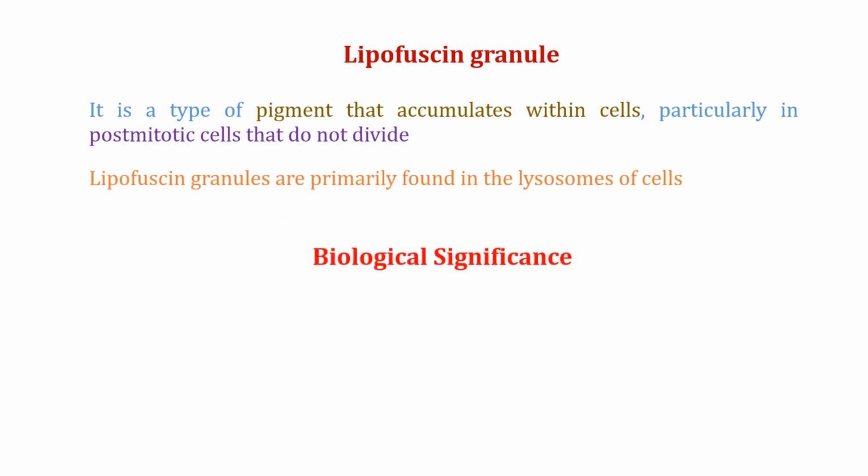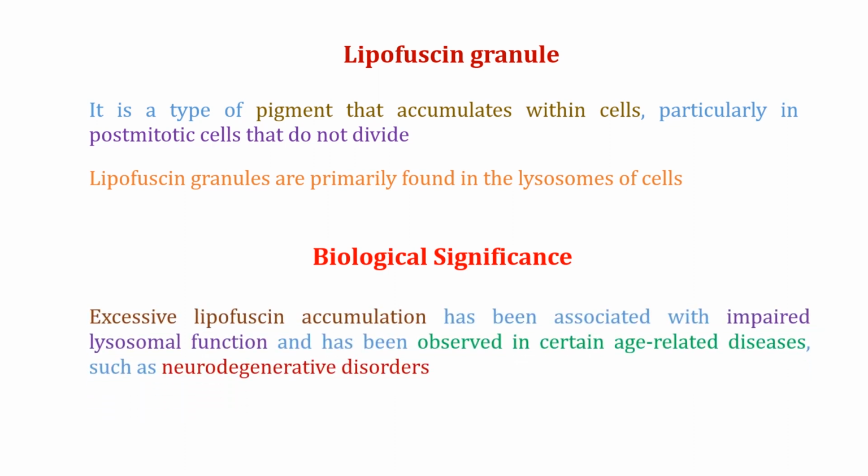Now the biological significance. Excessive lipofuscin accumulation has been associated with impaired lysosomal function. In a previous video I also described Gaucher disease, which is due to lysosomal dysfunction. First, it is the accumulation caused by impaired lysosomal function. Second, it is observed in certain age-related diseases such as neurodegenerative diseases or disorders.